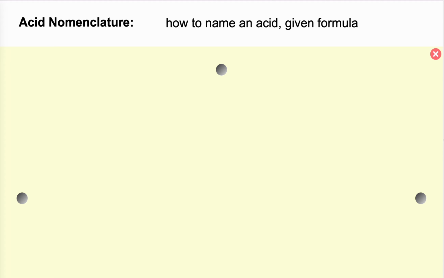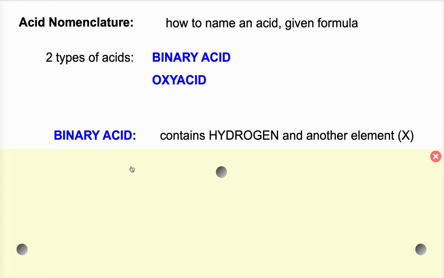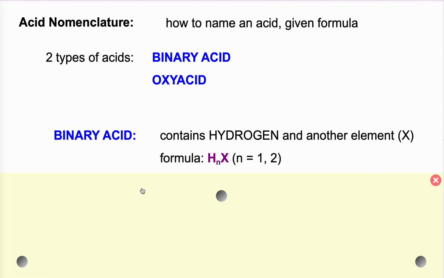Now, let's talk about a system for naming acids given the formula, a process you know is called nomenclature. We will group all of our acids into two categories, binary acids and oxyacids, and we'll consider each of these sequentially. First, a binary acid, as its name implies, is a binary compound, meaning it contains two elements. One of those elements is hydrogen, and the other element, which we'll represent as X, is almost always a nonmetallic element. The formula of a binary acid will simply contain the elements hydrogen and X, and there are always either one or two hydrogen atoms per atom of element X.